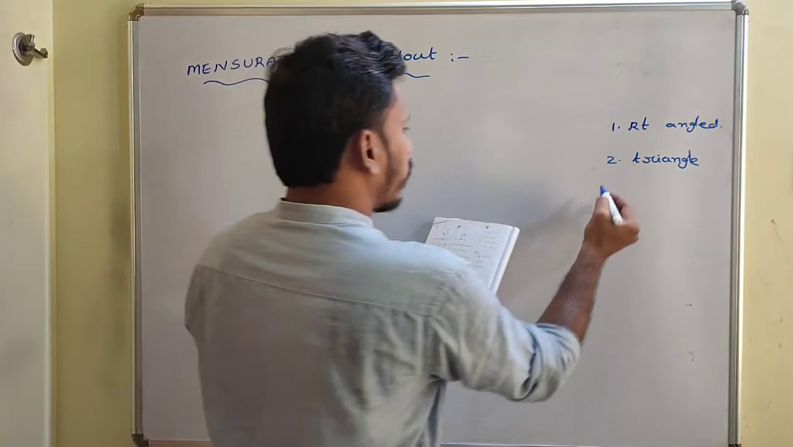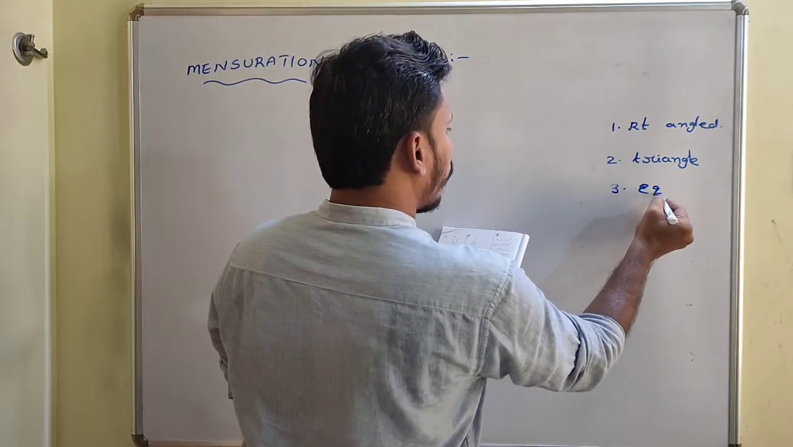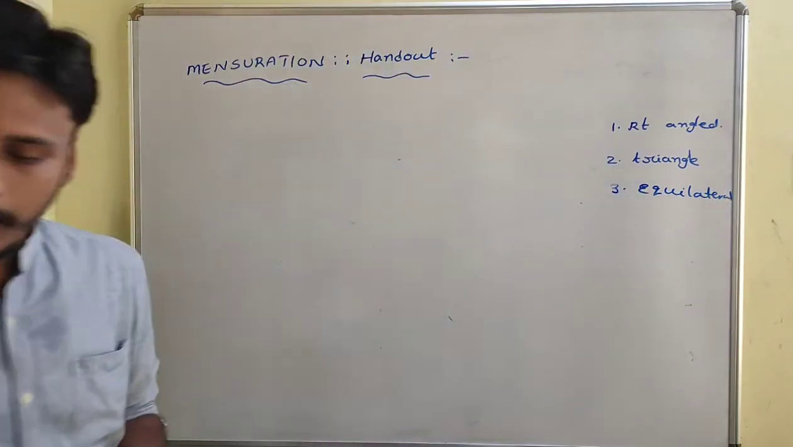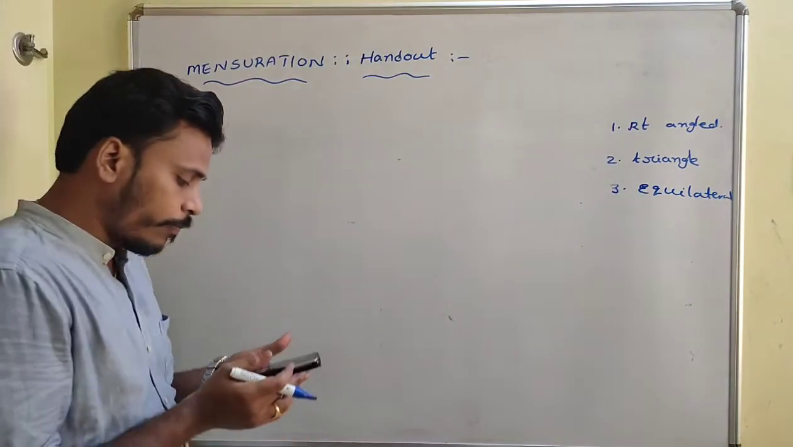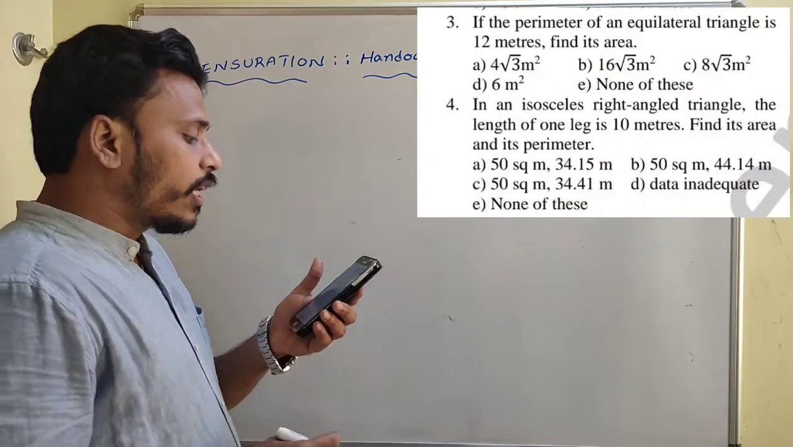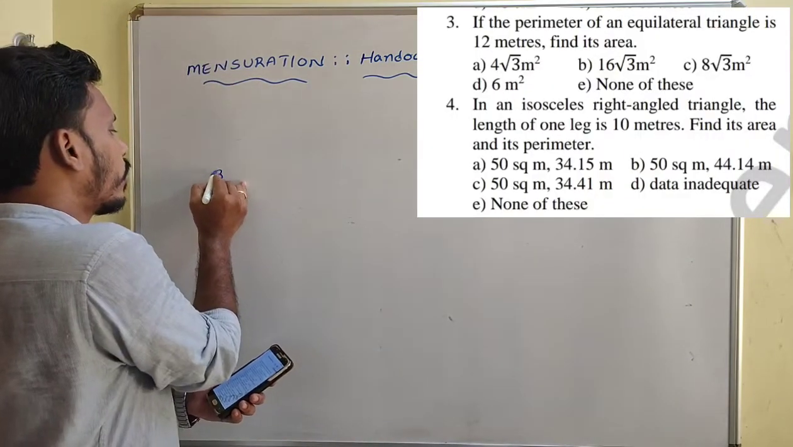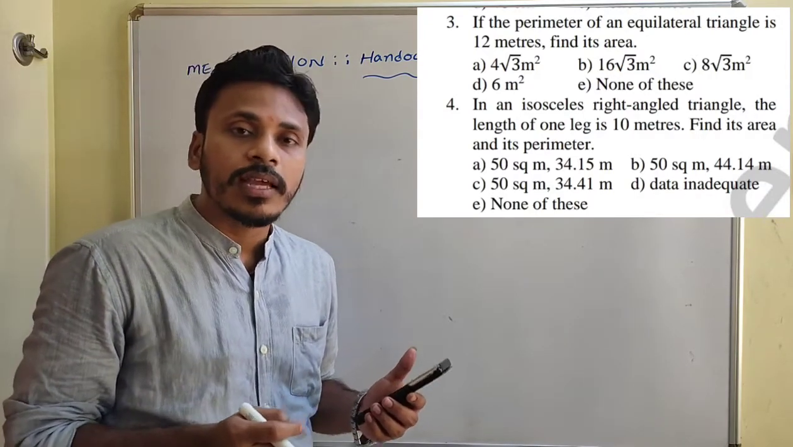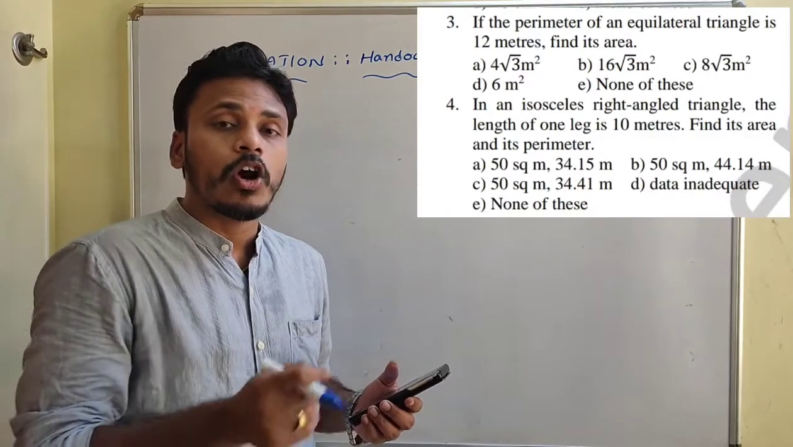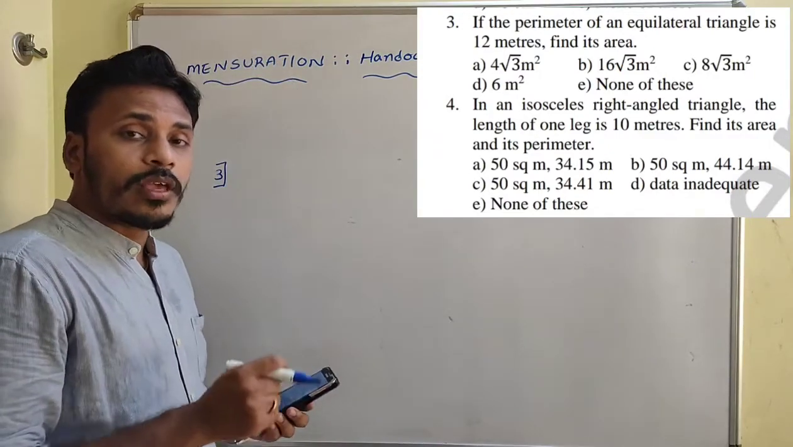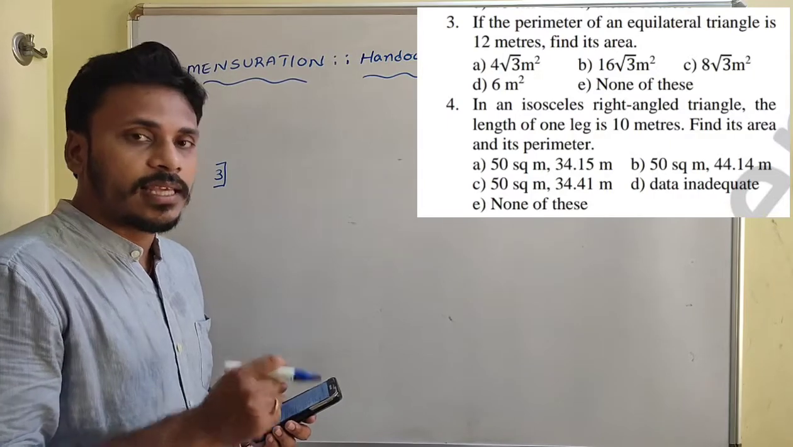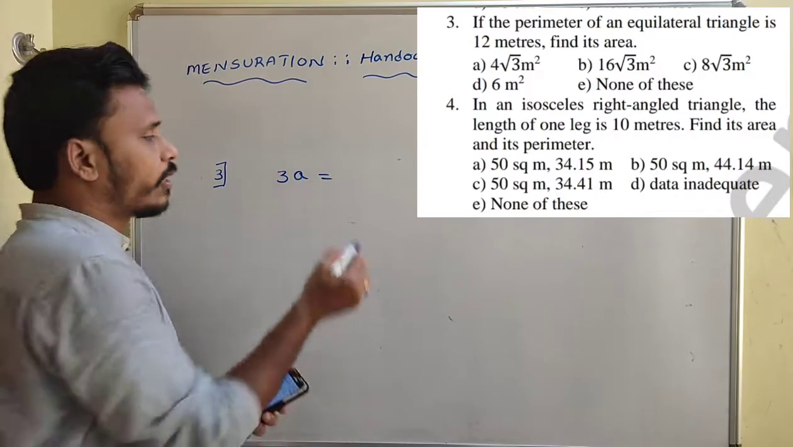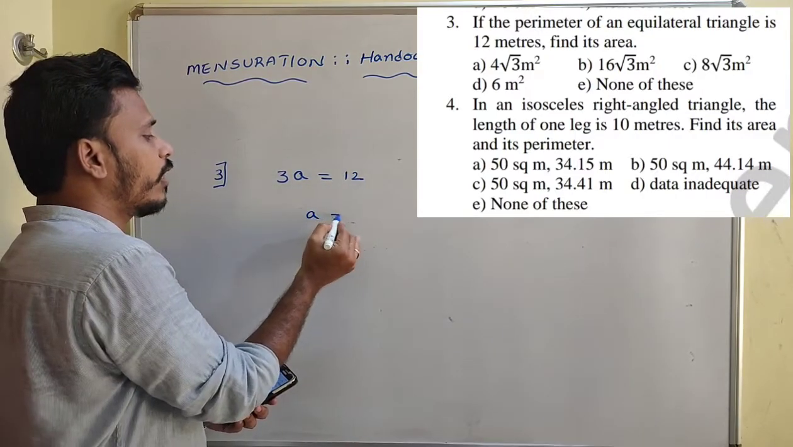Okay, then the third problem is about equilateral triangle, and just look at the question, what is given. If the perimeter of the equilateral triangle is 12 meters. See, very simple. For an equilateral triangle, all the sides are equal. Perimeter means always sum of the sides. If you say one side of the equilateral triangle as A, then perimeter is 3 sides, right? So 3A, A plus A plus A. That 3A is given as 12 and A is equal to 4.